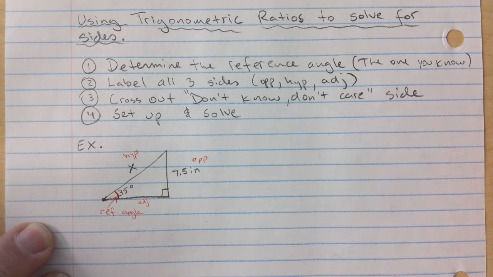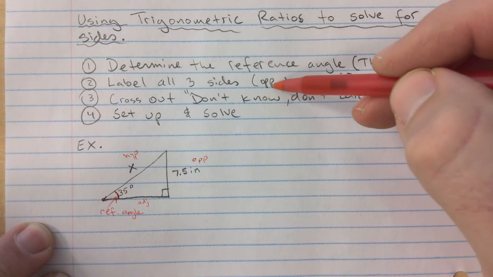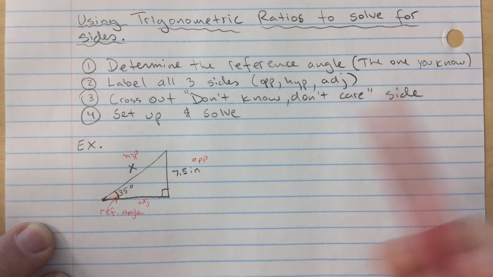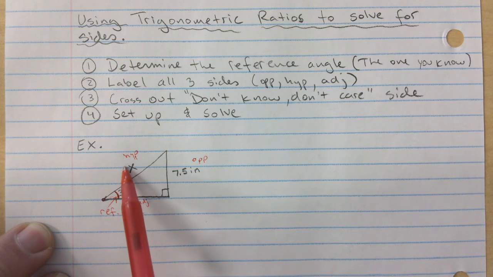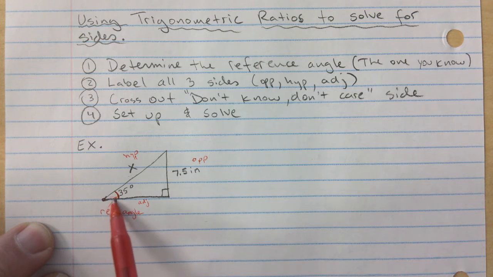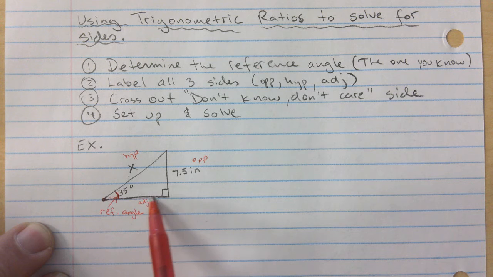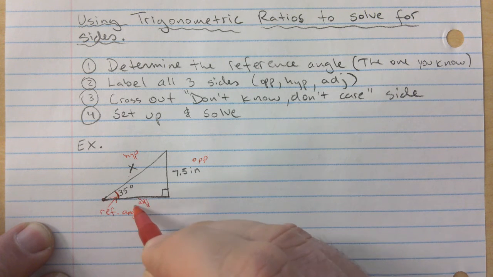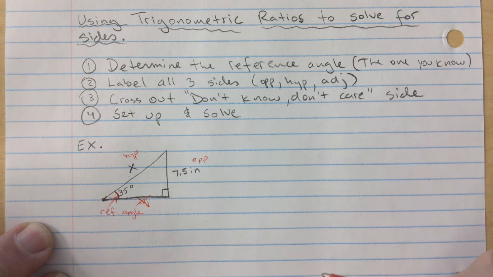Okay, so we've done the second step. Which one is the don't know, don't care side? What does that mean, Mr. Dirksen? This one you care about, this one you know. This is the don't know, don't care. You don't know what it is, and you also don't care. So you cross that out, like I cross this side out.